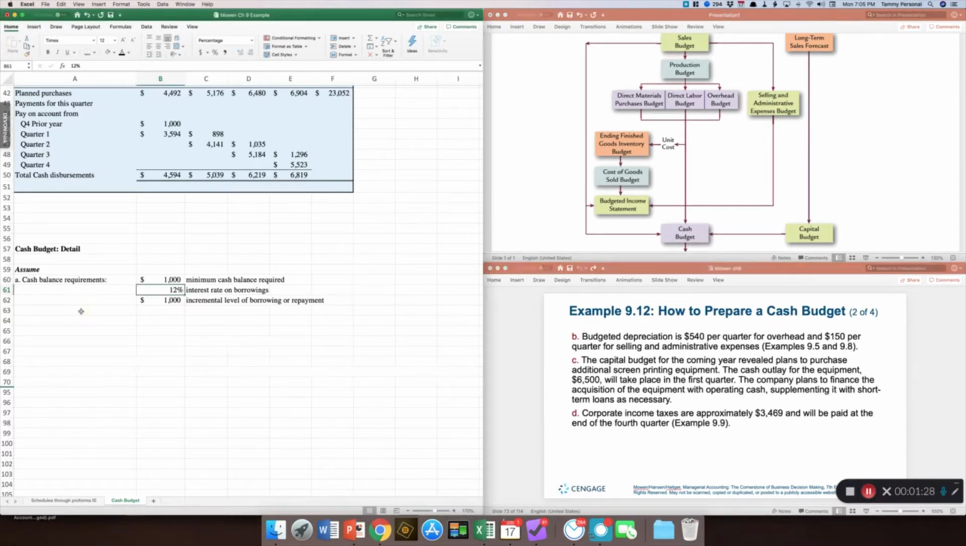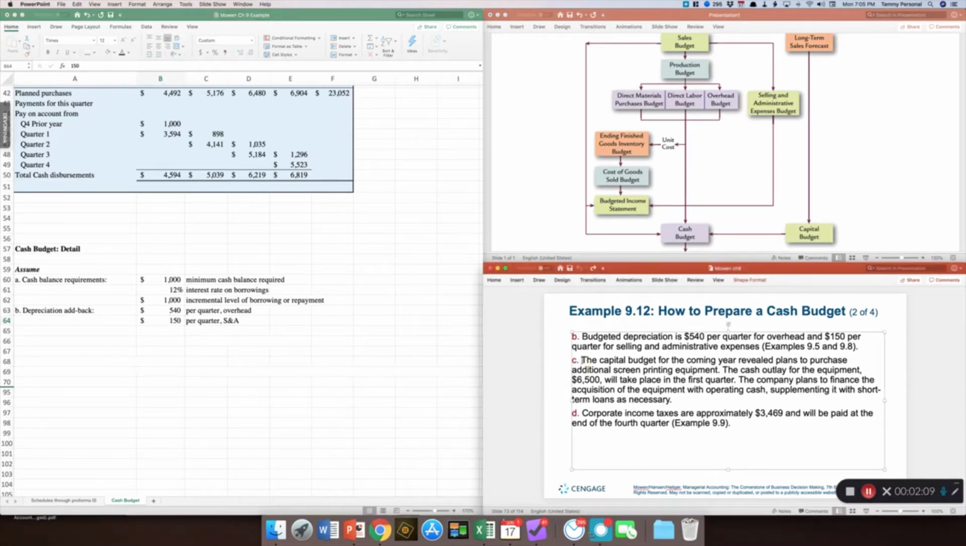Our next assumption has to do with depreciation, which we saw in the other schedules. Here we are explicitly dealing with that because the depreciation is hidden inside some of our other calculations about overhead and about our selling and administrative expenses. So that's included in our income statement. We need to back it out of our cash because remember, depreciation is not a cash expense.